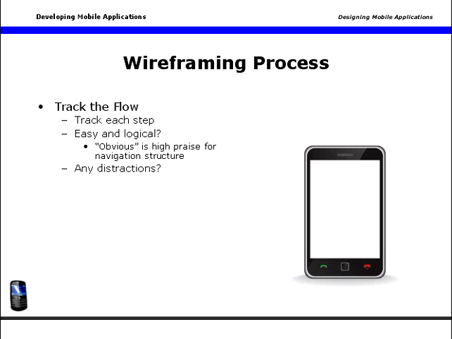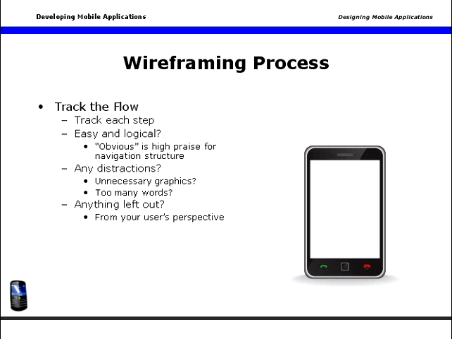Are there any distractions? Any unnecessary graphics? Too many words? Is anything left out? Remember, we're trying to do all this from your user's perspective. Can the path from entry to the satisfaction of their felt need be shortened? How about the pathways between categories or hierarchies? Is there something you could work around or even eliminate? If so, your users will wish you had.